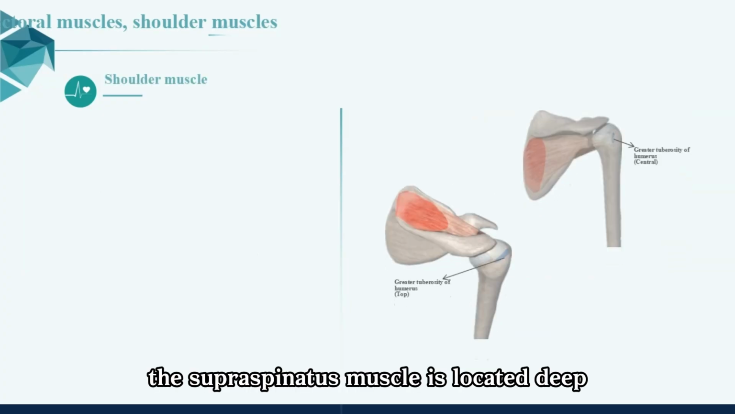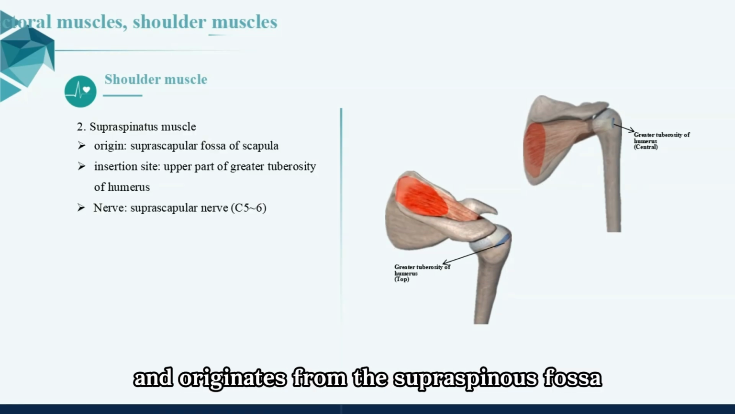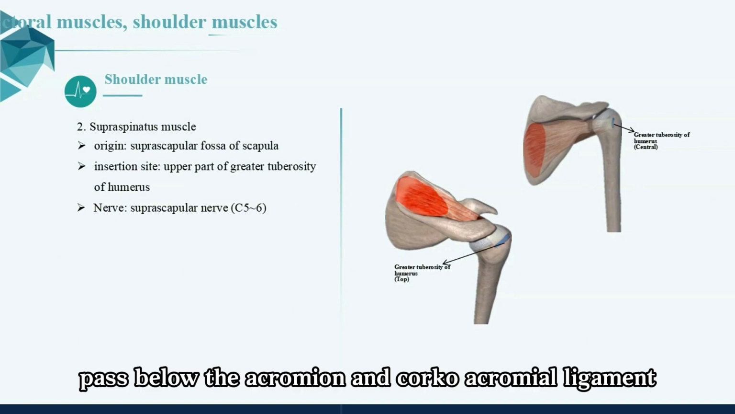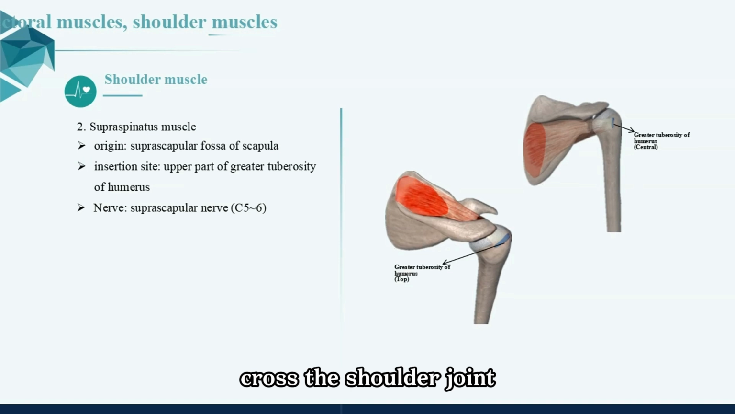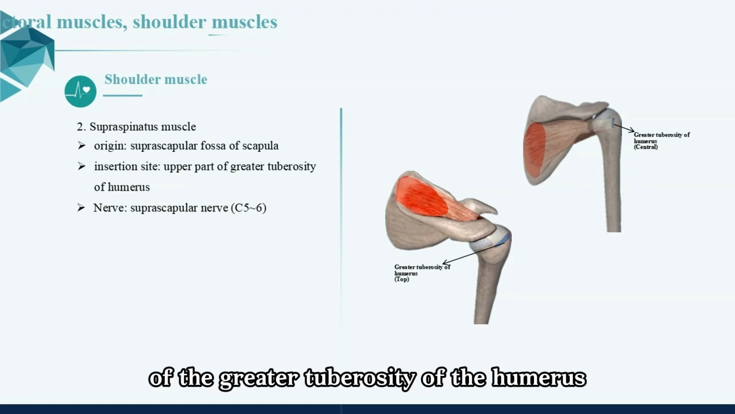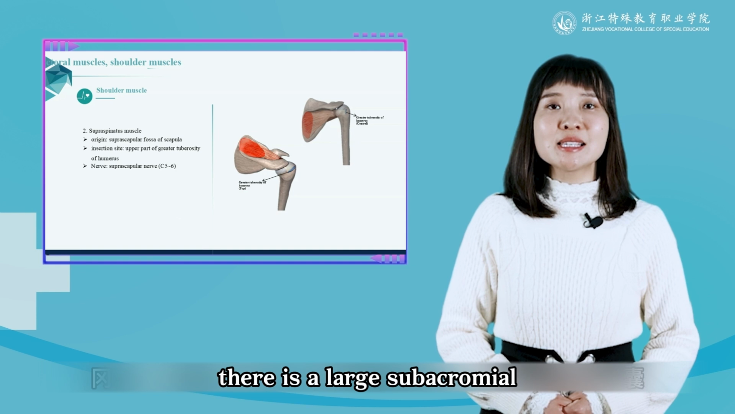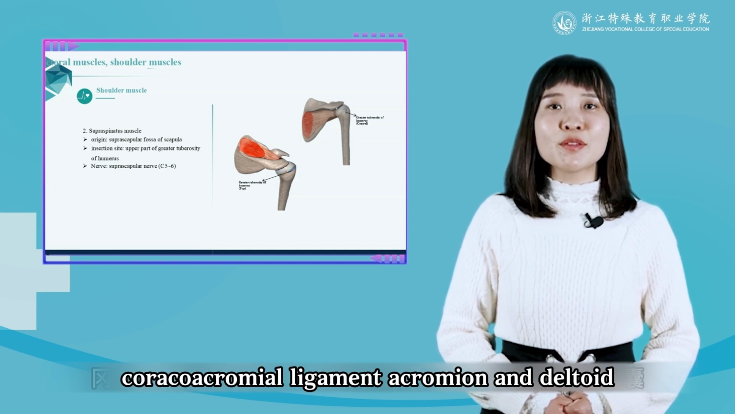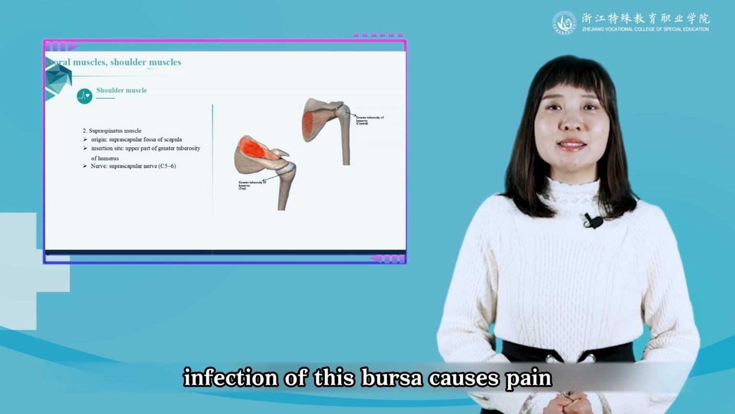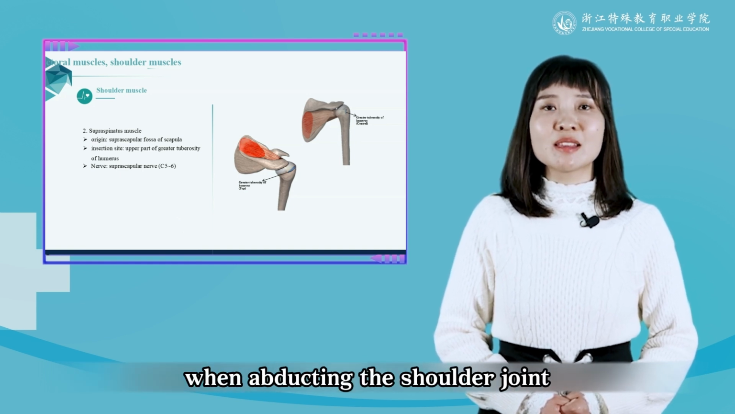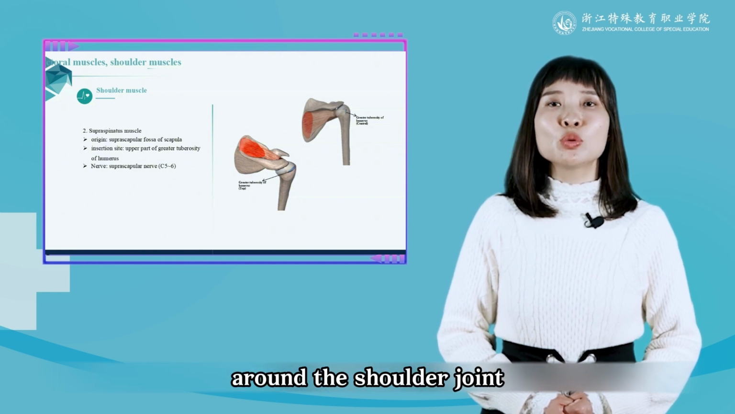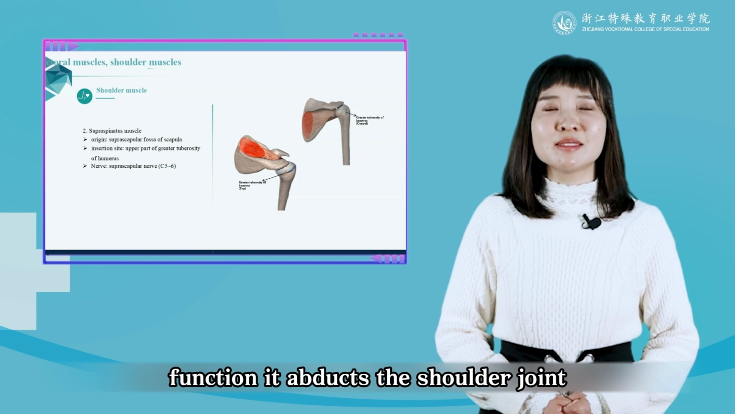The supraspinatus muscle is located deep to the trapezius and originates from the suprascapular fossa of the scapula. Its muscle bundles run outward, pass below the acromion and coracoacromial ligament, cross the shoulder joint, and insert into the upper part of the greater tuberosity of the humerus. There is a large subacromial bursa between the supraspinatus tendon, coracoacromial ligament, acromion, and deltoid. Infection of this bursa causes pain when abducting the shoulder joint. This tendon is also one of the most easily ruptured tendons around the shoulder joint. Function: it abducts the shoulder joint.